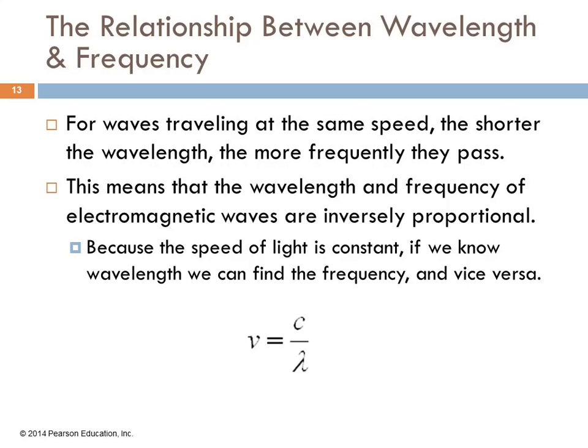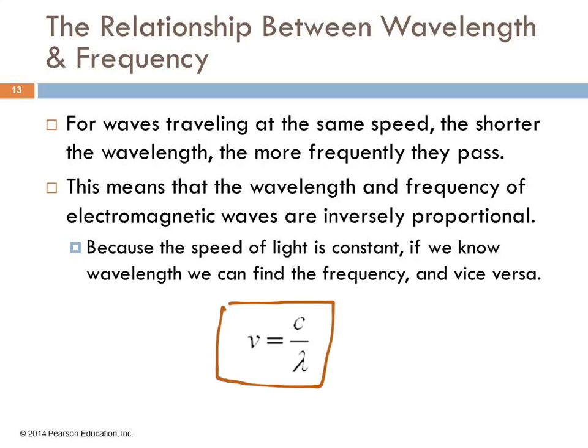So for waves traveling at the same speed, the shorter the wavelength, the more frequently they pass, which means that wavelength and frequency are inversely proportional. So here's this relationship. The frequency is equal to the speed of light divided by the wavelength.